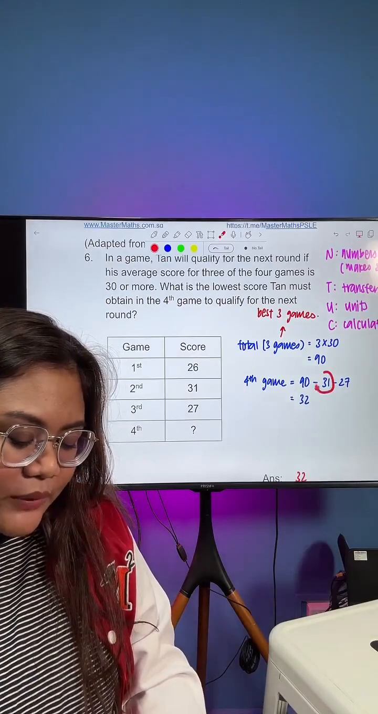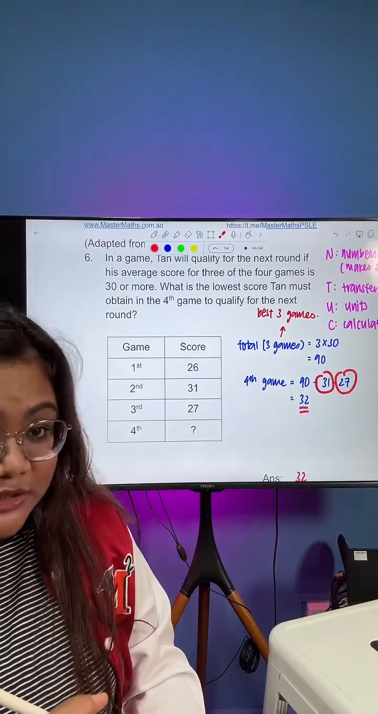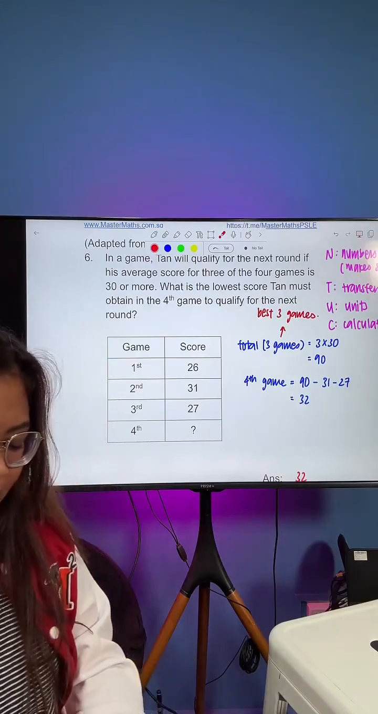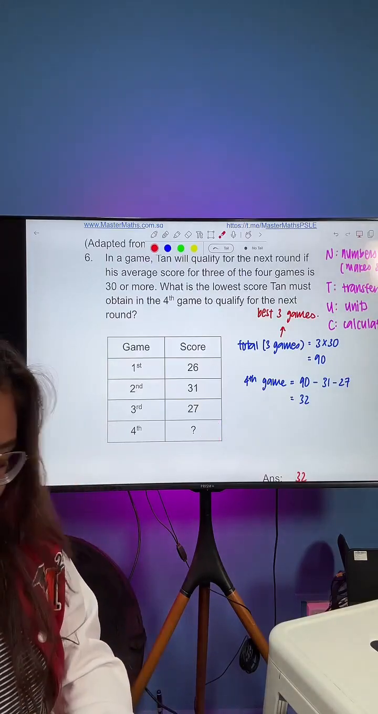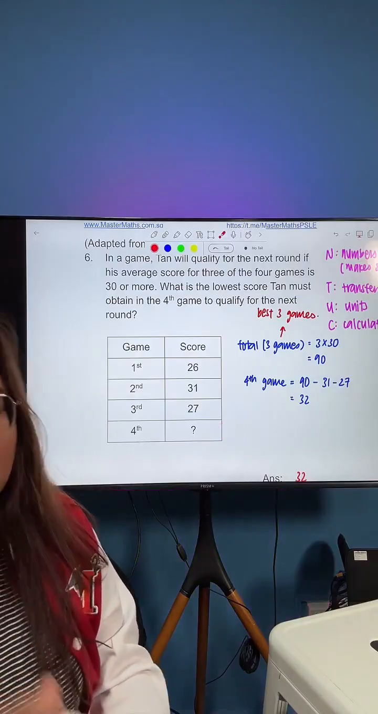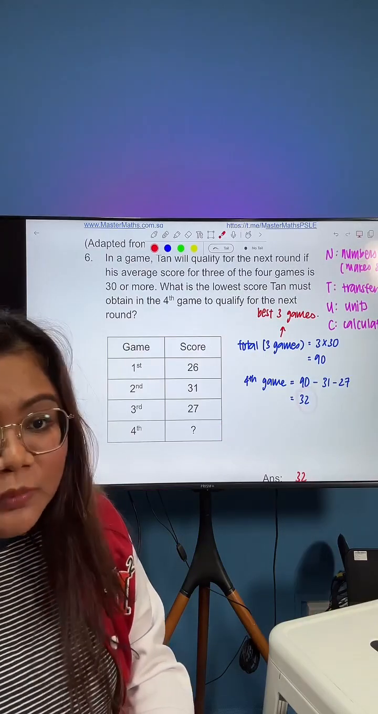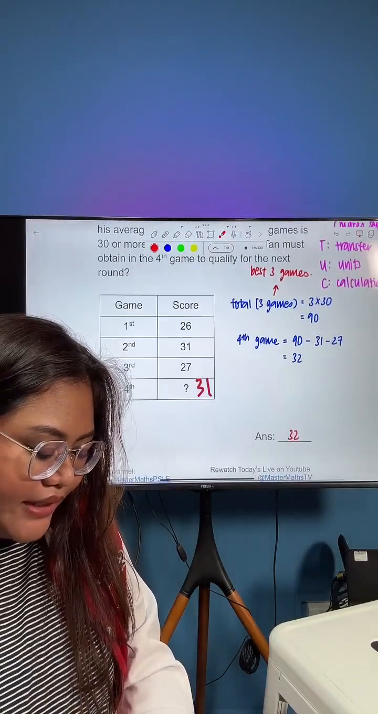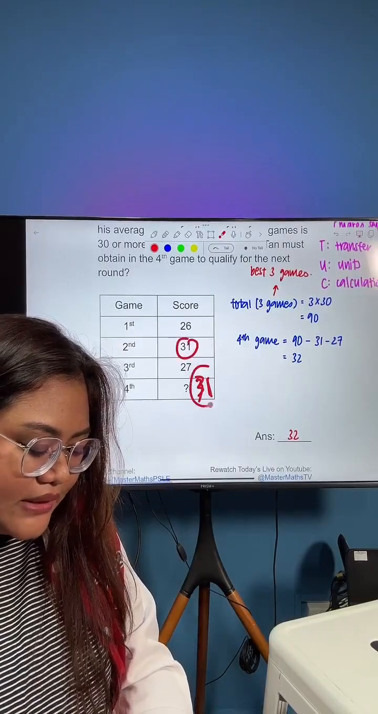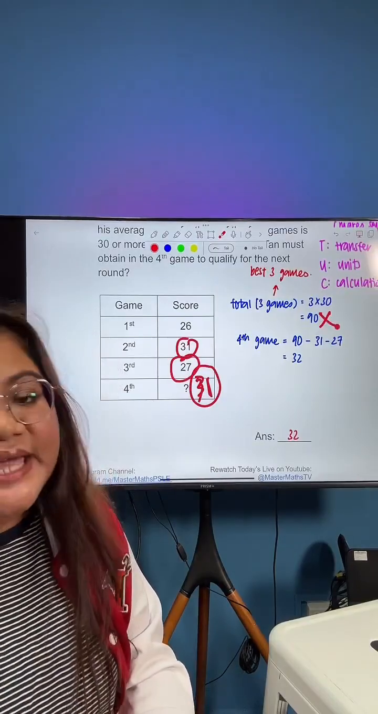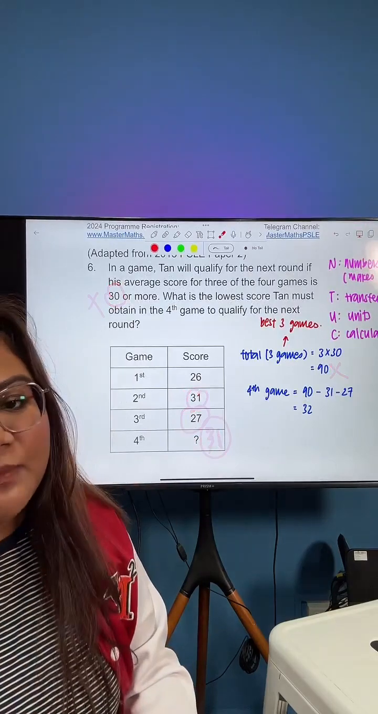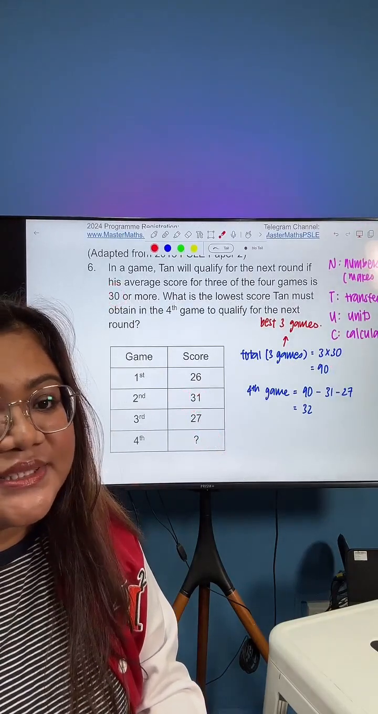So I take away 31 and 27, that leaves me with 32. As long as I get 32, I can advance to my next game already. If I get 33, even better. 34, even better. So the lowest I can get is 32. Otherwise, if I get 31, then 31 plus 31 plus 27 don't make 90. So my average is not 30, so I cannot qualify anymore. That's what it means.